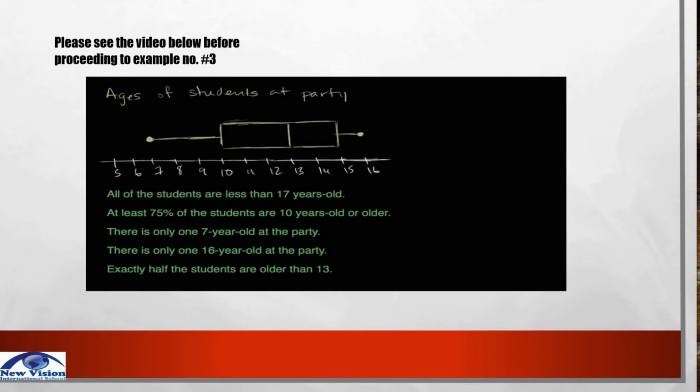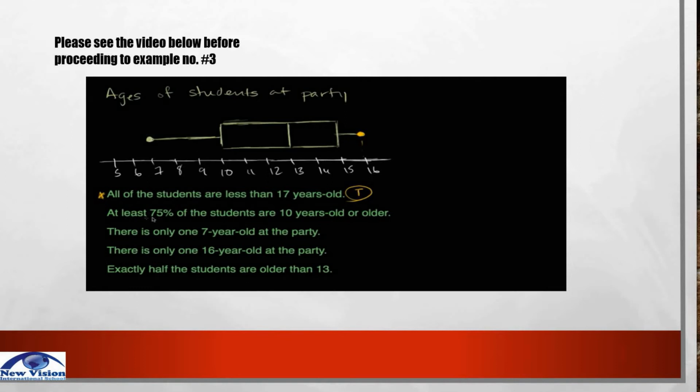All right, so let's work through these. The first statement is that all of the students are less than 17 years old. Well, we see right over here that the maximum age, the right end of this right whisker, is 16. So it is the case that all of the students are less than 17 years old. So this is definitely going to be true.